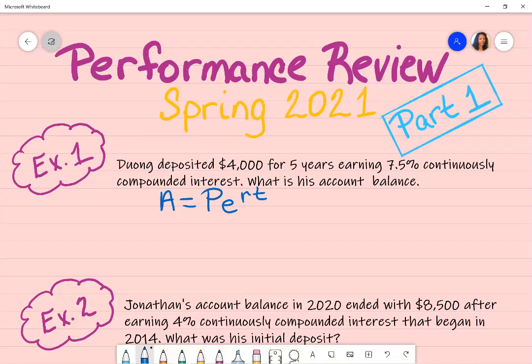Okay, so let's read what the scenario says. Yoon deposited $4,000 for 5 years, earning 7.5% continuously compounded interest. What is his account balance? So again, what we're looking for is what the keywords are to tell us which formula to use, and the keyword is continuously. So we're using continuously compounded interest, which I just stated. This is the formula for that. I refer to it as PERT.